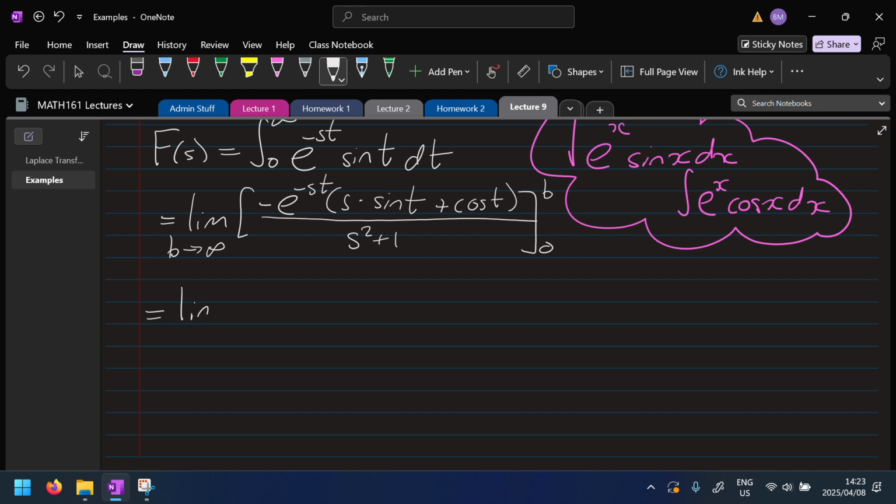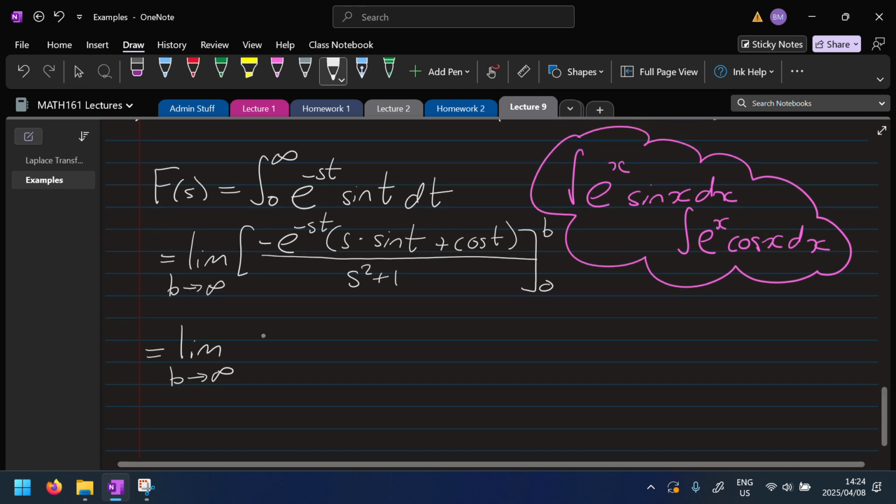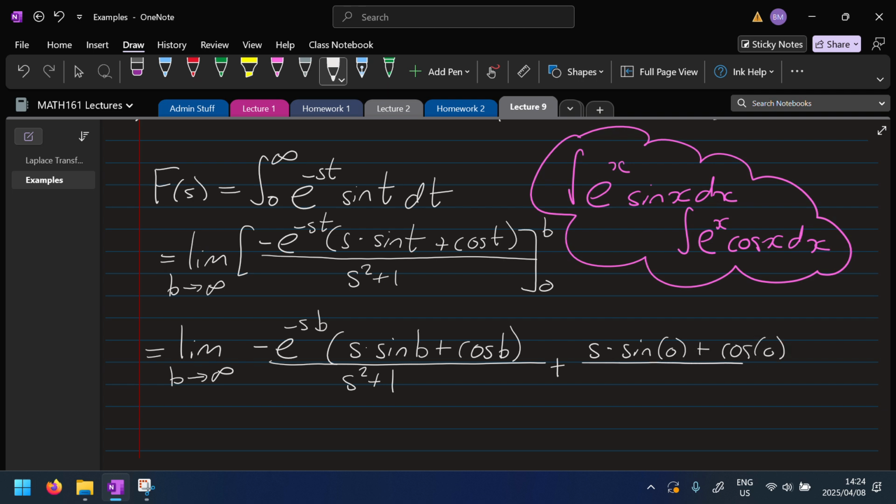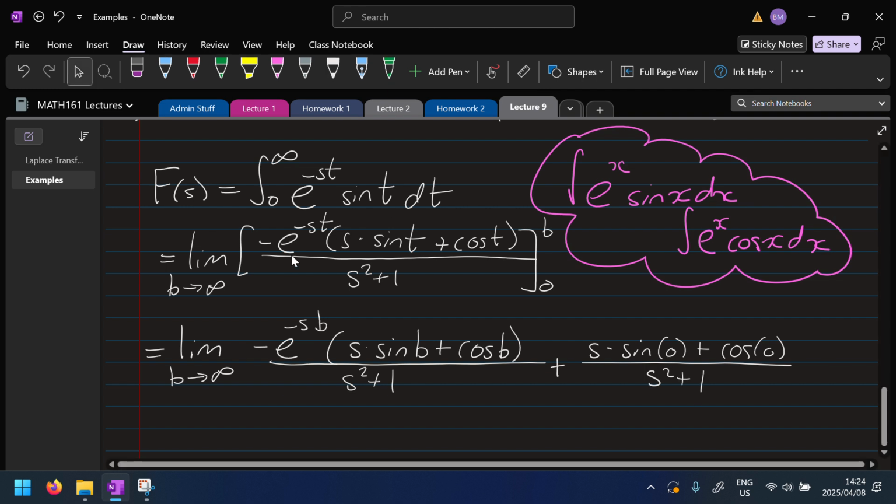So this is going to be the limit as b goes to infinity. Let's substitute b. So we're going to have minus e to the minus st, where t is now b, then s times sine of b plus cos of b, all over s squared plus 1. Minus and a minus, so plus e to the 0, that's just going to be a 1. Then we're going to have s times sine of 0 plus cos of 0, all over s squared plus 1.